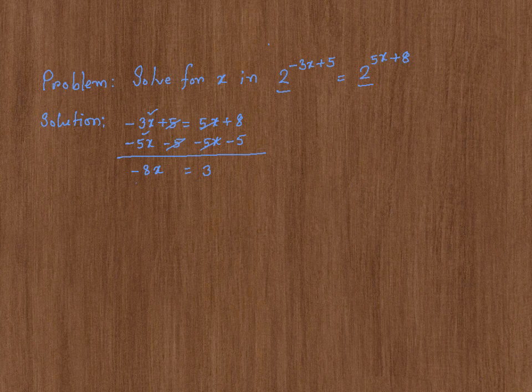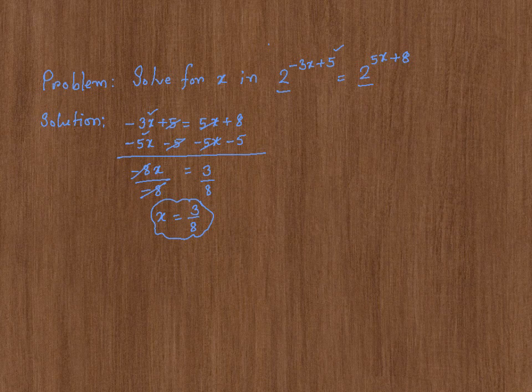Now I divide both sides by negative 8. On the left hand side, the negative 8s cancel out and I'm left with x, and on the right hand side is 3/8. That's your answer, or your solution to this exponential equation. However, let me clarify something.